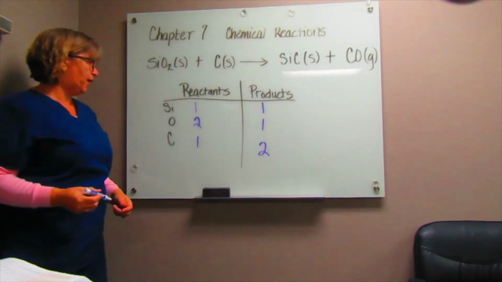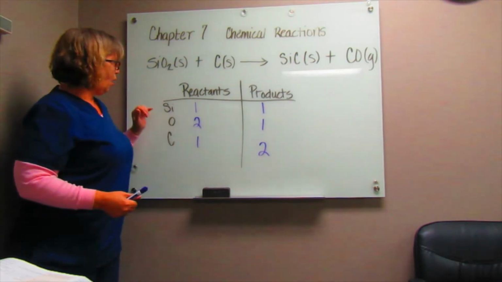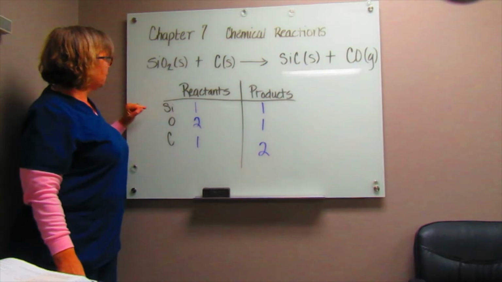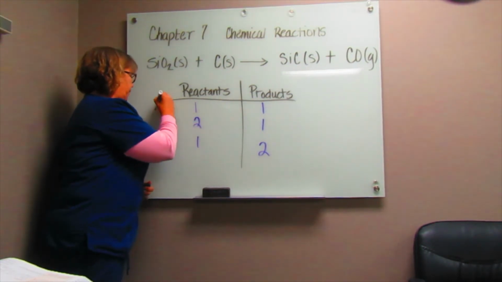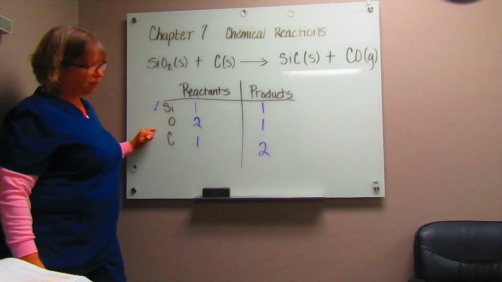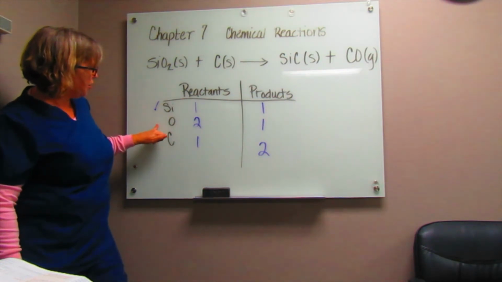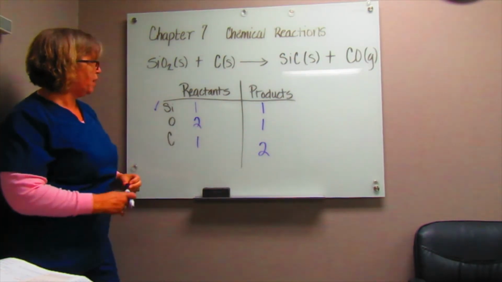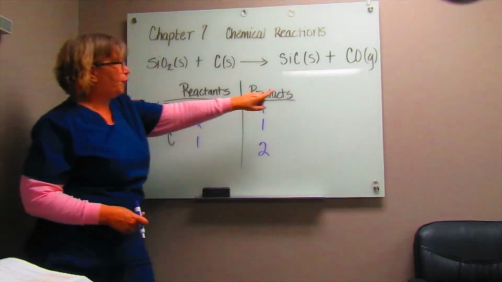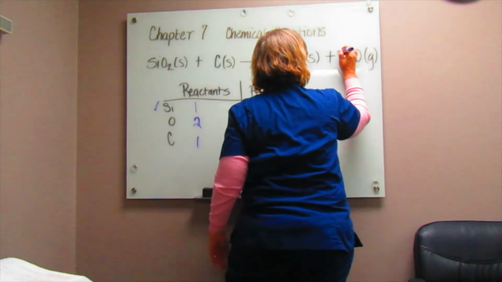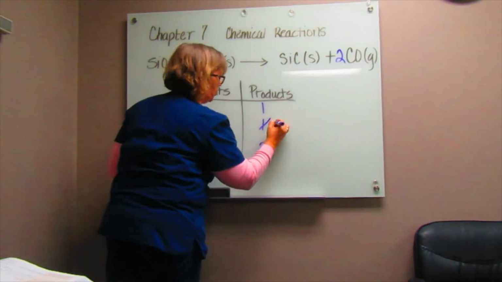All right, now that we've evaluated, we need to start balancing our elements, okay? So we'll start with our silicon. Our silicon is already balanced, so we can just put a check mark next to that. Our oxygen, we've got 2 oxygen atoms on the reactant side and 1 oxygen atom on the product side. So the best thing for us to do would be to put a coefficient in front of the carbon monoxide. So that will balance our oxygens.